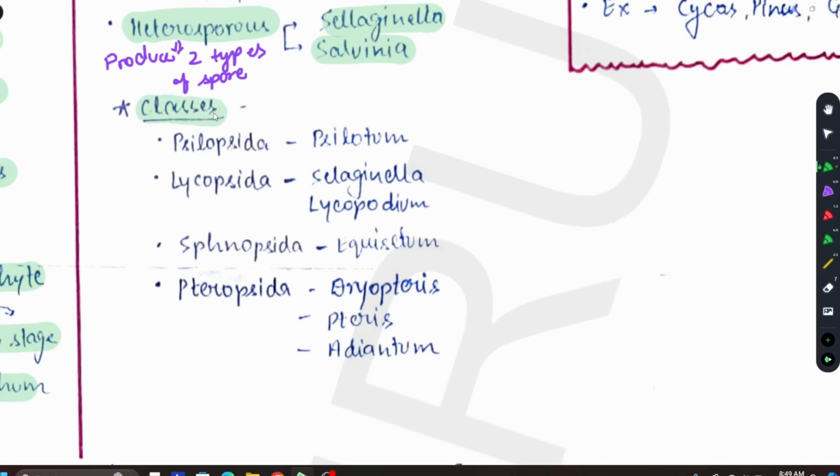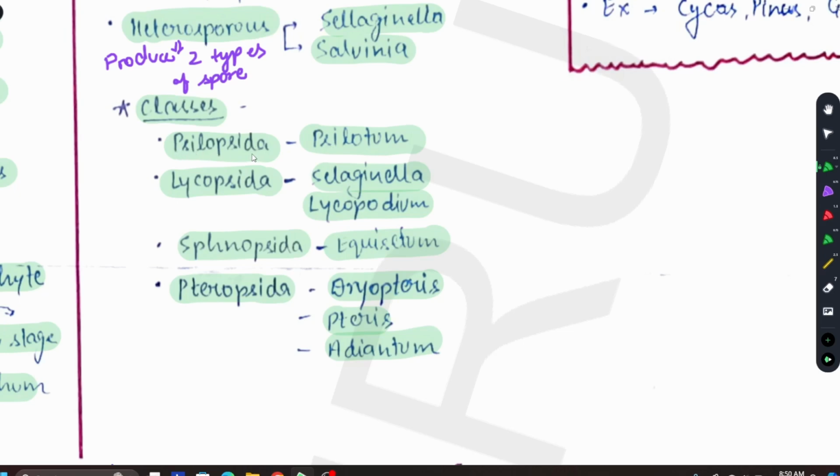Now, there are many classes we have to study in this, like Psilopsida. Psilopsida, example, Psilotum. Lycopsida is the class in which the examples are Selaginella and Lycopodium. You have to learn the classes and examples. Sphenopsida, Equisetum is the example, and in Pteropsida we have Dryopteris, Pteris, and Adiantum. These are the examples of the classes you have to learn, and these are very easy.